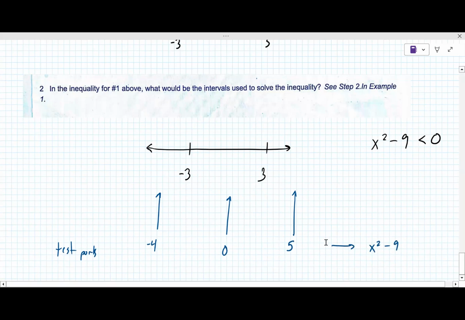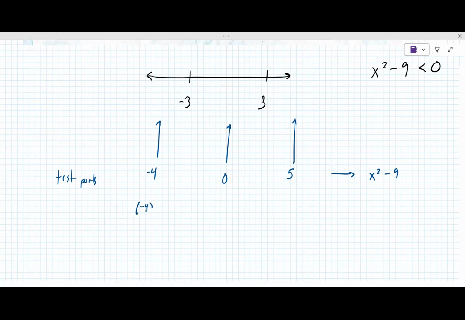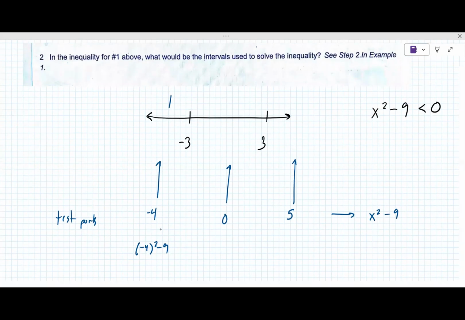Which one do you want us to try first? Well, let's do -4. Okay, so -4 squared minus 9. You envision putting -4 in for x. So that would be -4 squared minus 9. What does that become? 16 minus 9 is 7. It's 7, or what we care about, it's positive.